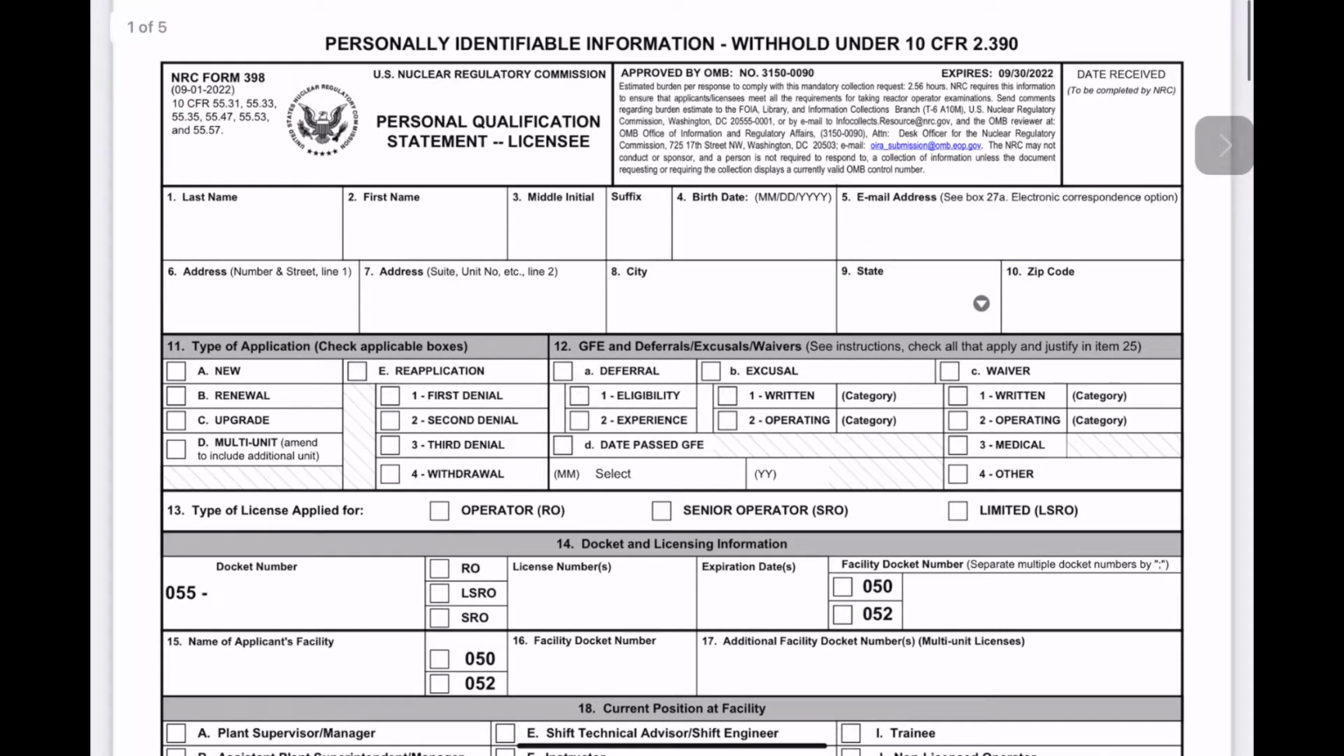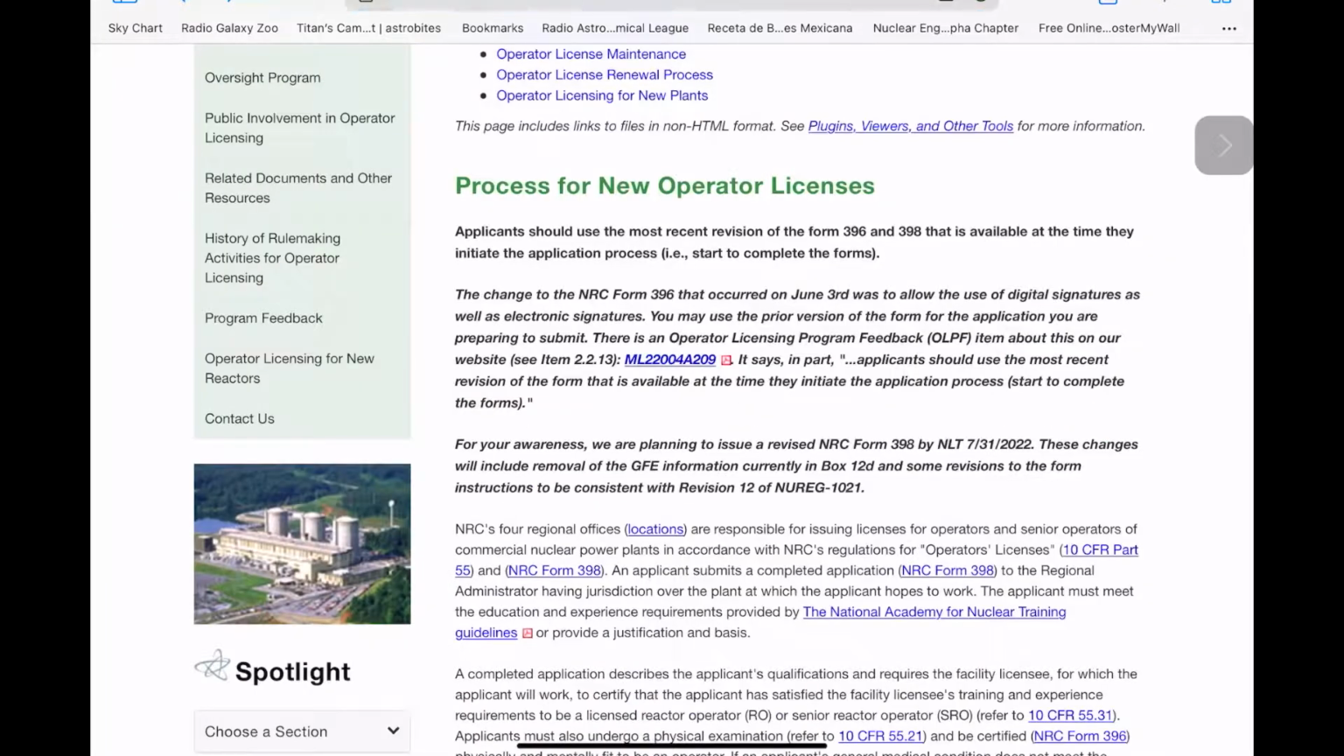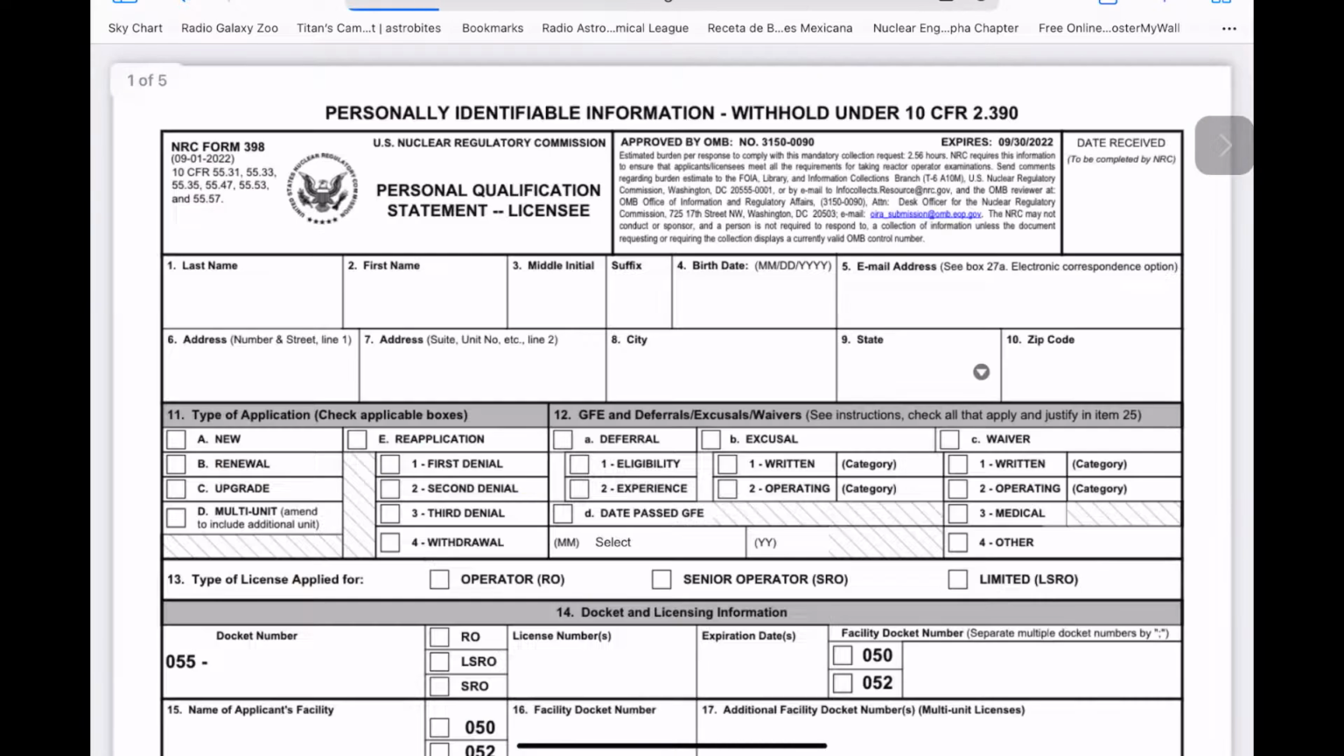But in the previous page, we didn't read, and we can just go back briefly. It says, for your awareness, we are planning to issue a revised NRC Form 398. These changes will include the removal of the GFE information. So what is that? Okay, let's go back to the NRC Form 398. We will get back into the GFEs.